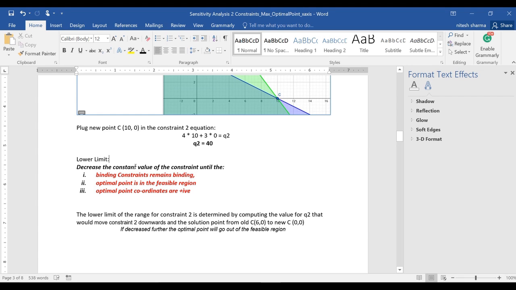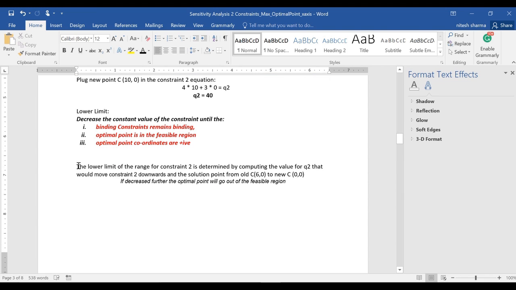Now let's find the lower limit. To find the lower limit, the three conditions remain the same, except that I now need to decrease the constant value of the constraint until the three conditions are met. The lower limit of the range for constraint 2 is determined by computing the value for Q2 that would move constraint 2 downwards. That is, I decrease the value of the constraint, and the solution point moves from old 6, 0 to new C, that is 0, 0. And if I decrease it further, the optimal point will go out of the feasible region. So let's see it on the graph.